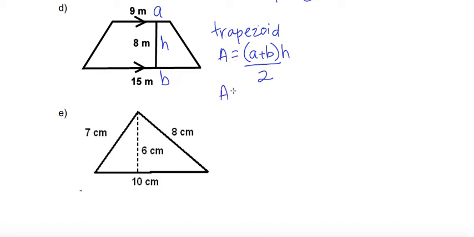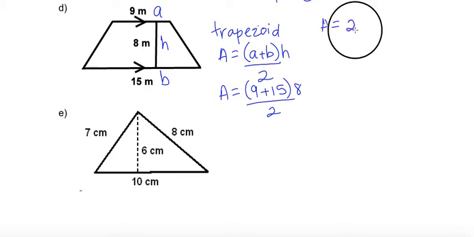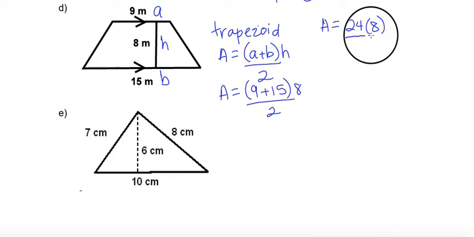So when I substitute in my values, I have 9 plus 15 times my height, which is 8, divided by 2. It's very important that you follow BEDMAS when you are doing the area of a trapezoid. So first we want to do what's inside of our bracket. So 9 plus 15 is 24. So I have 24 times 8 divided by 2.